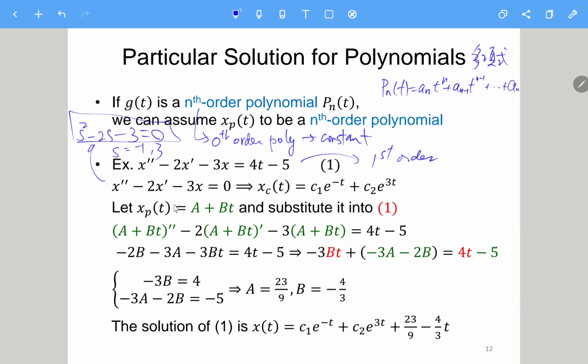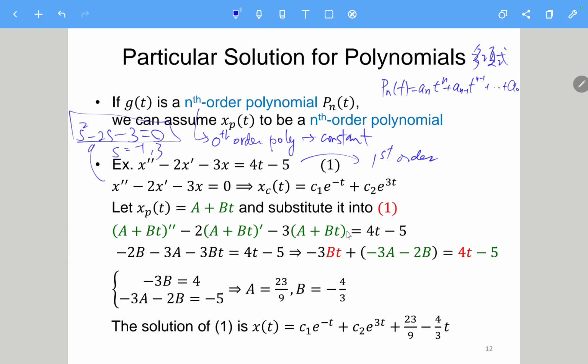And then the second step is to guess, or maybe you should remember the form. Here we have a first order polynomial of t, so xp should also be another first order polynomial of t. So we make it a plus bt. And then we substitute this back into the differential equation we'd like to solve: the second derivative minus 2 times the first derivative minus 3 times the original function equals 4t minus 5. So we just plug it in here, here, and here.